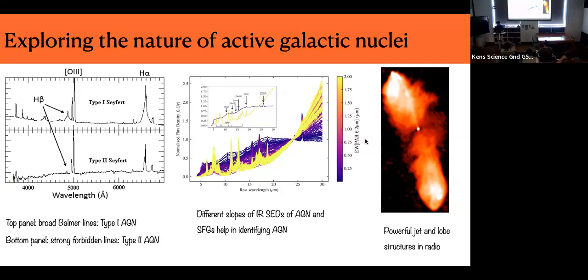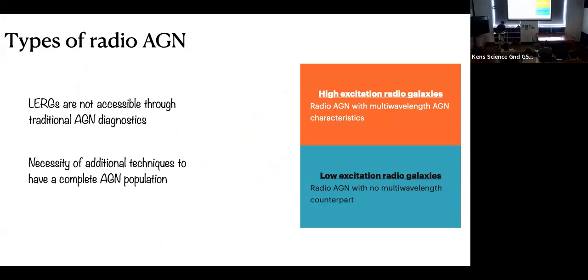If you go to radio, this is an image of a radio galaxy. The features like jets and lobes, if you see them, it is pretty sure that these are radio AGN. So these are some example features of how we can distinguish AGN and star-forming populations from different parts of the spectrum. Even though these features might be evident everywhere in the spectrum, there is a specific class of radio AGN called low excitation radio galaxies. They do not show up anywhere in the spectrum except in radio.